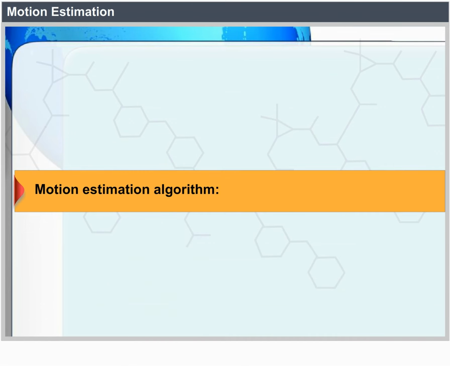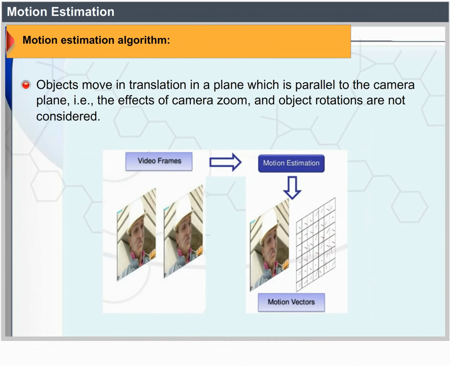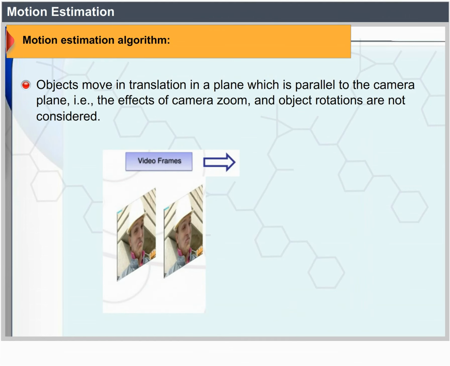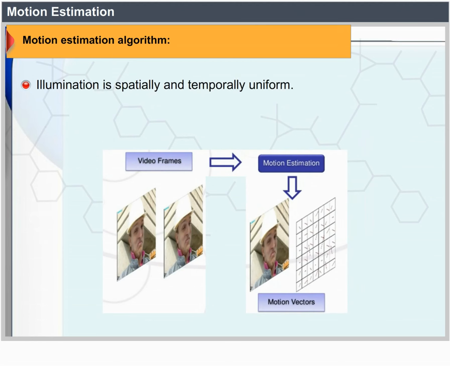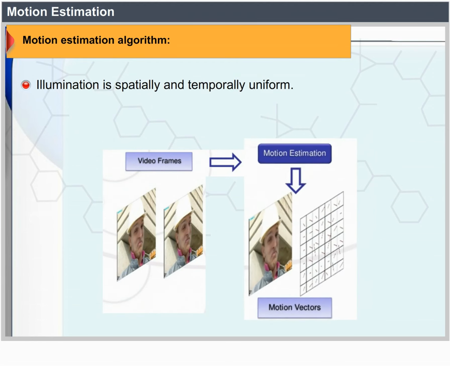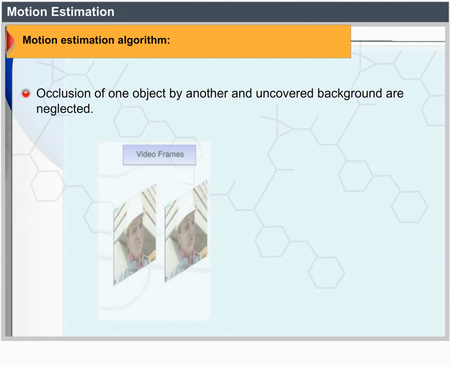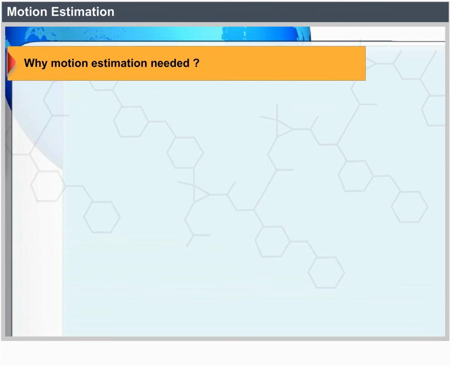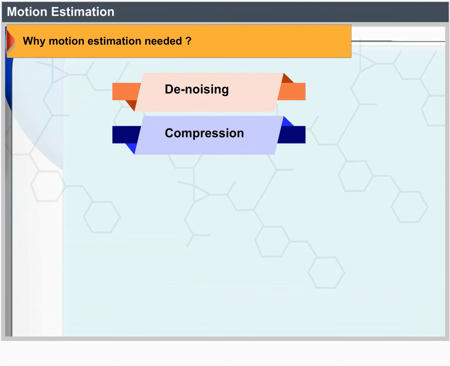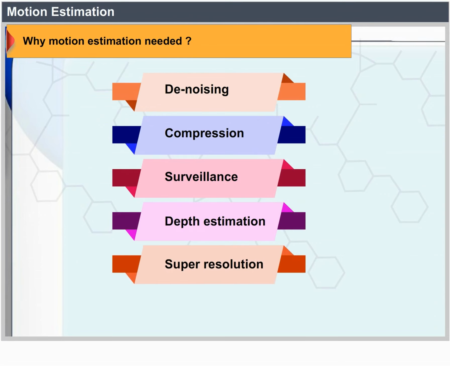Motion estimation algorithm. Objects move in translation in a plane that is parallel to the camera plane, that is, the effects of camera zoom and object rotations are not considered. Illumination is spatially and temporally uniform. Occlusion of one object by another and uncovered background are neglected. Why is motion estimation needed? Denoising, compression, surveillance, depth estimation, super resolution.